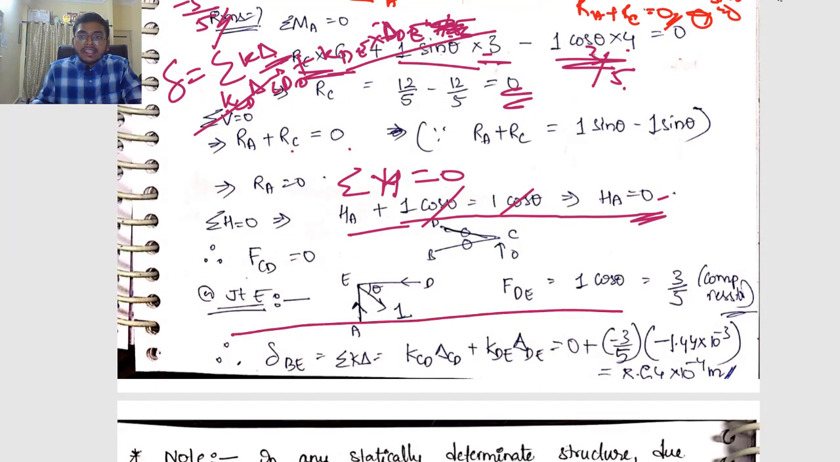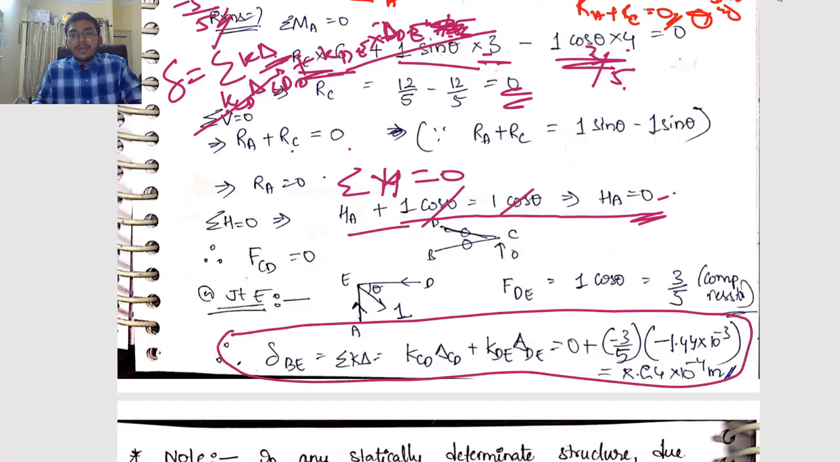Don't worry, you need not write anything. So just follow this step, you will be getting your answer. Minus 3 by 5 into minus 1.44 into 10 to the power of minus 3 is nothing but 8.64 into 10 to the power of minus 4 meter, and you will be getting your 2 marks in GATE and ES.